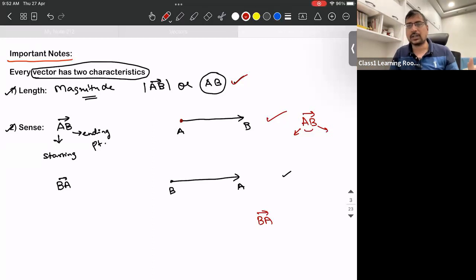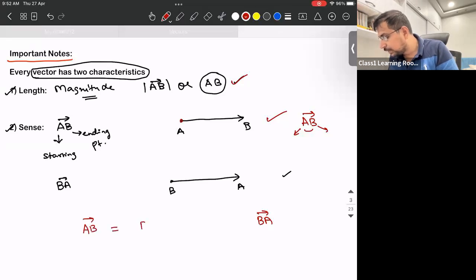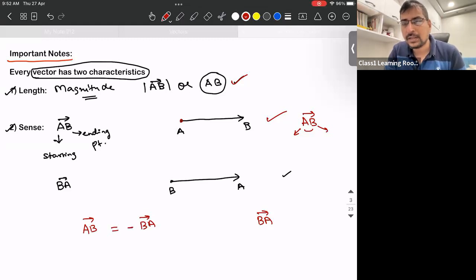If you swap it, you're done, because slowly we'll be learning about this concept. AB vector is equal to BA vector is wrong. Rather, it is the negative of BA vector. The negative sign comes because the directions are exactly opposite to each other. Okay, so now we will see about the different types of vectors.